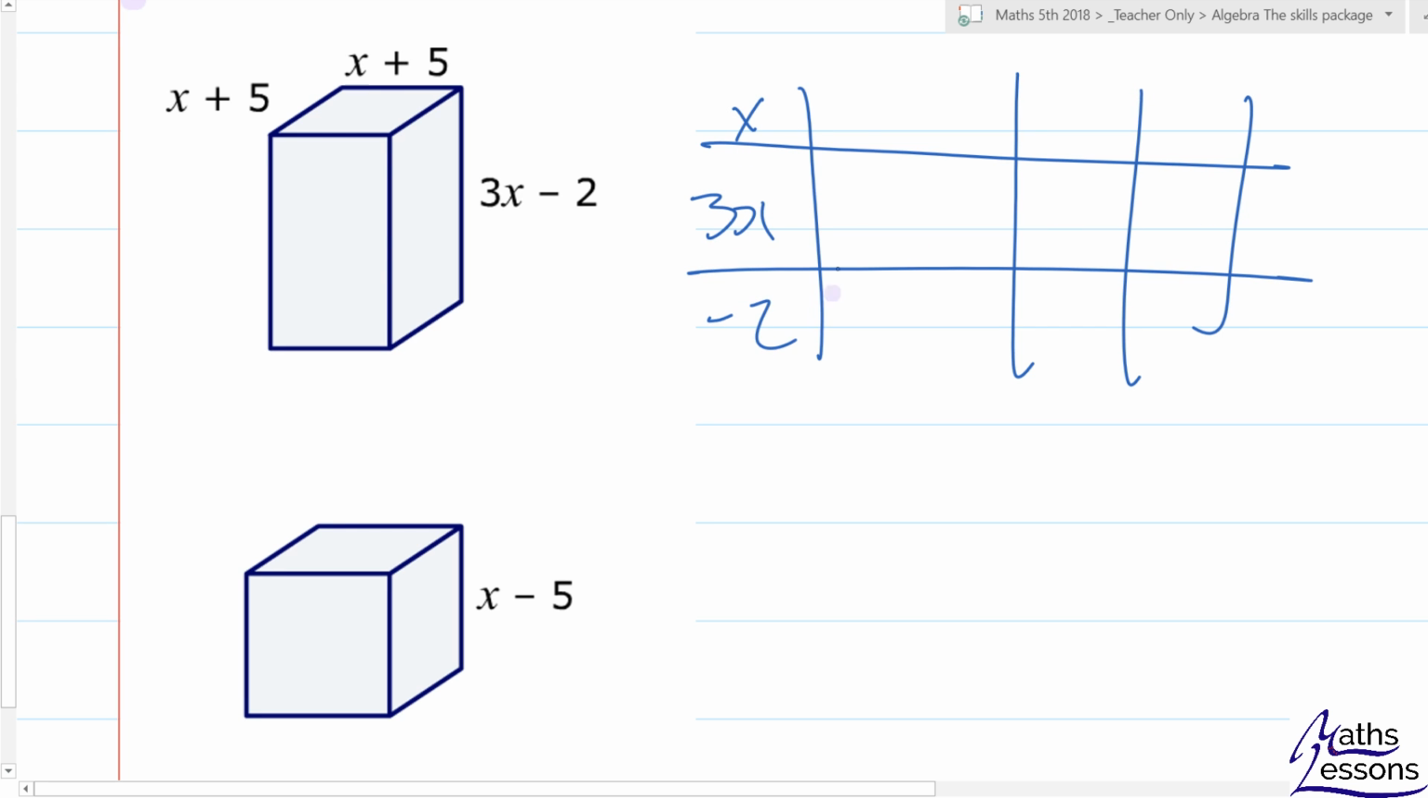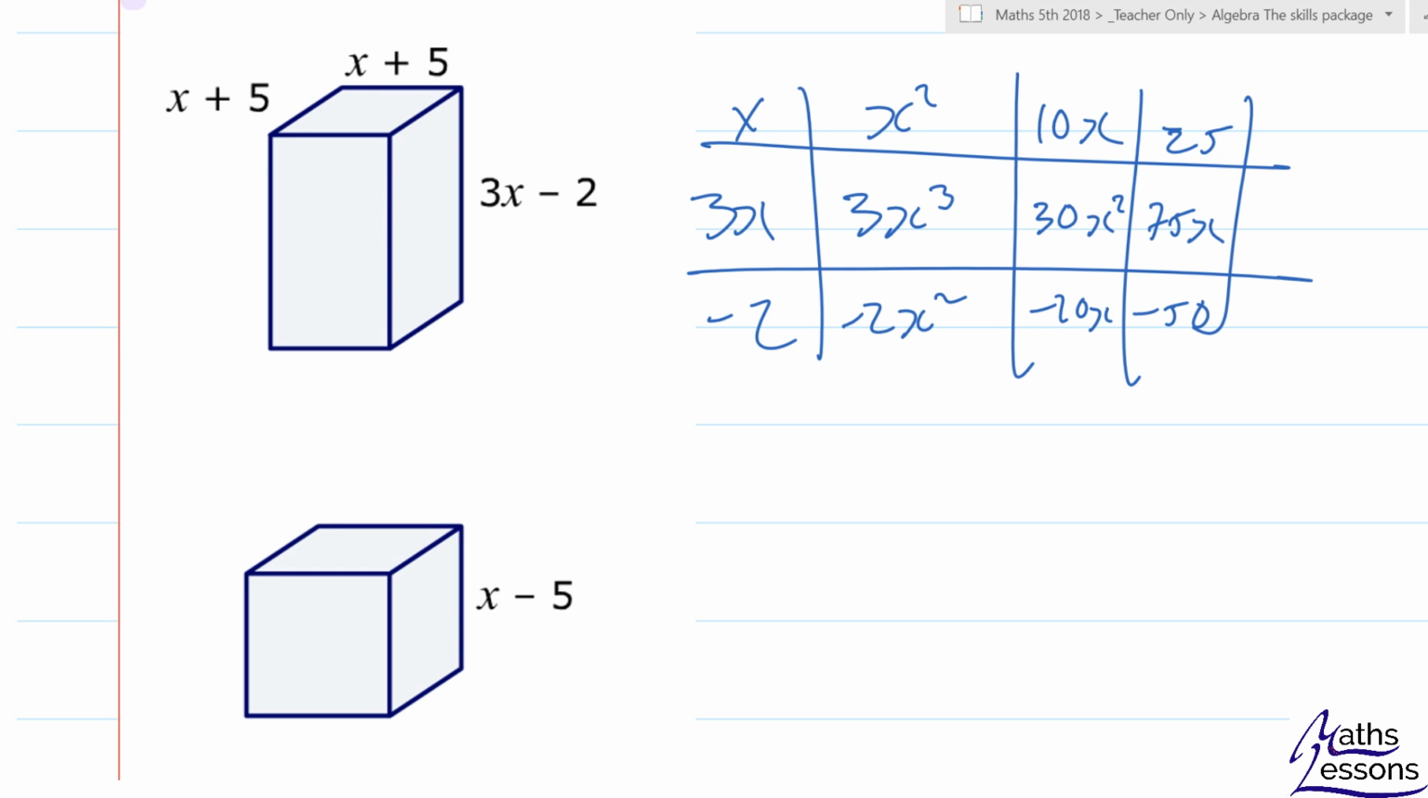3x minus 2 ready, and I'll just multiply the other one straight in. So x times x is x squared. I'm going to get 10x, and I'm going to get 5 at the end. Times these together, I get 3x, I get 30x squared, and then I get 70x, minus 2x squared, minus 20x, 50 at the end, and highlight the bits together. That's my answer.